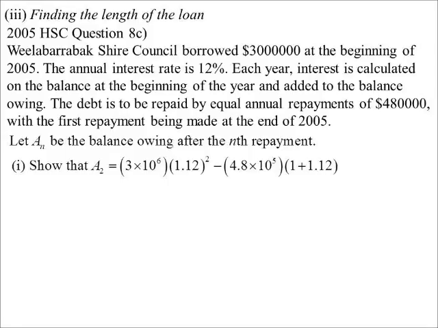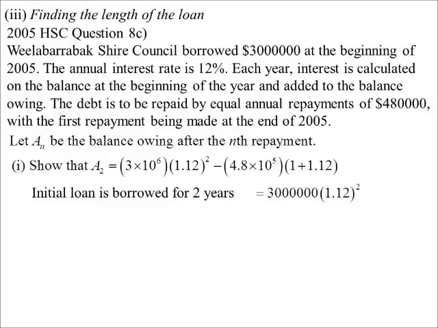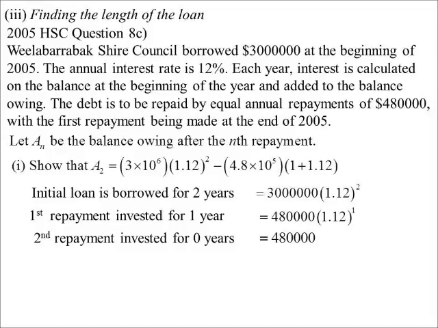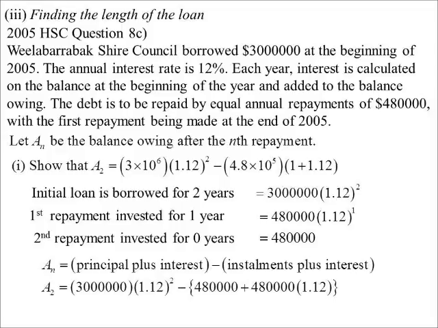Now, the first question was simply show that A2 equals this expression. But A2, of course, is the balance after 2 years, so it's only 2 years we're considering. So the initial loan, if we borrow for 2 years, is $3 million, with interest applied. We'll have one repayment, which will only be in there for 1 year because we're saying after 2 years, and then that second repayment, and that's it. The amount owing will be the principal with the interest applied minus the repayments with the interest applied. So if we sub in, we have in fact got what they want.